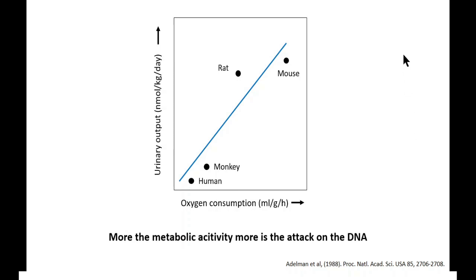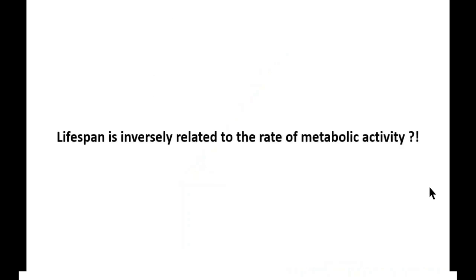One last thing before we close this part. If you consider the species indicated in the schematic, the average lifespan increases from mouse to rat to monkey to human. So how about this interpretation? That the lifespan is inversely related to the rate of metabolic activity. Strange or interesting? See you in the next part, where we will continue to discuss the results with some more insights.